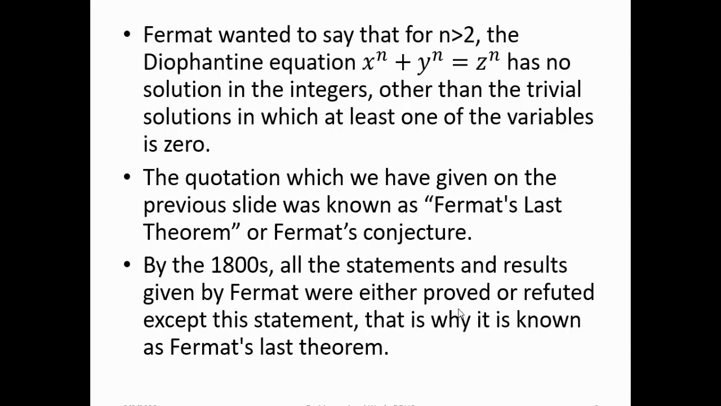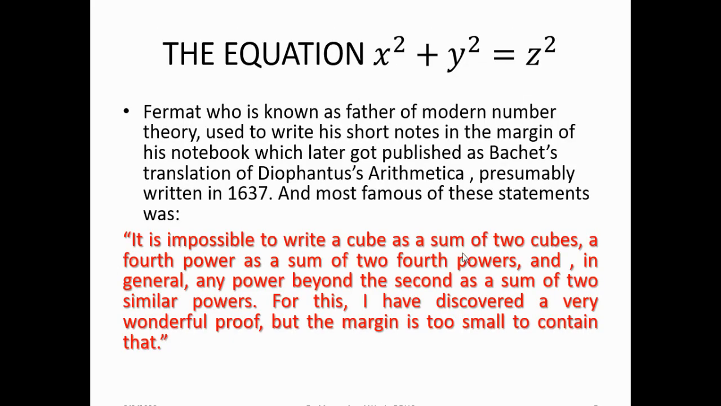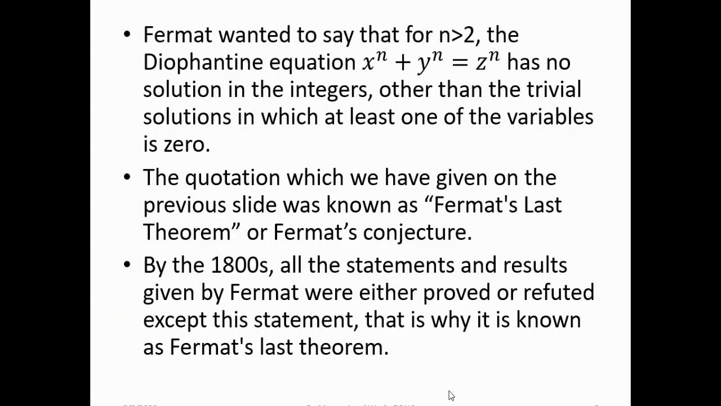Fermat wanted to say that for any n greater than 2, the Diophantine equation x to the power n plus y to the power n is equal to z to the power n has no solution in the integers other than the trivial solution in which at least one of the variables is 0. The quotation which we have just seen in the previous slide is known as Fermat's last theorem, or Fermat's conjecture. By the 1800s, all the statements and results given by Fermat were either proved or refuted, except this statement, and that is why it is known as Fermat's last theorem.